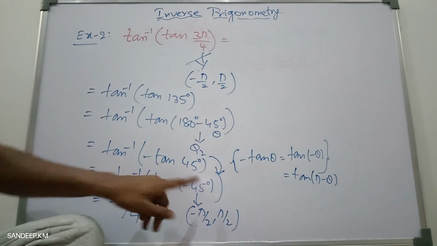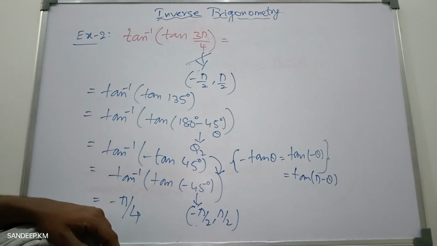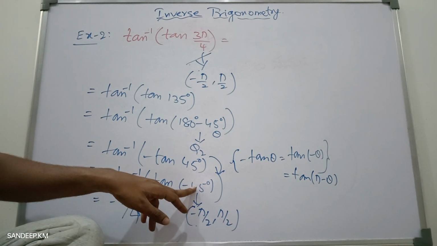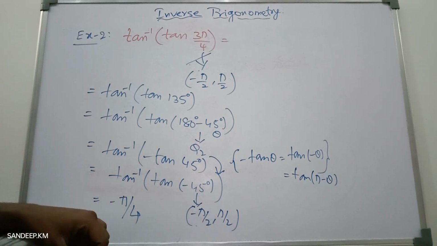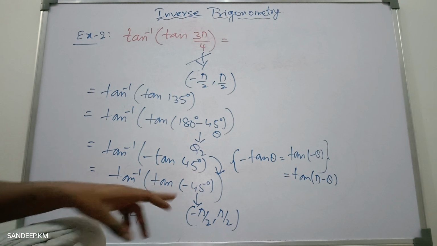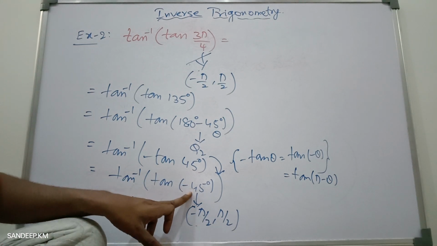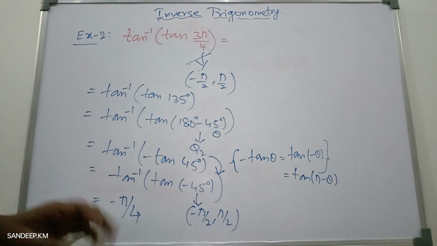That means 180 minus 45. Why didn't you write it? They might think. Again, 180 minus 45 means what? 135, which is not present in the restricted domain. If you write 180 minus 45, again you will get 135, which is not in the restricted domain. Okay, now keep this in mind.